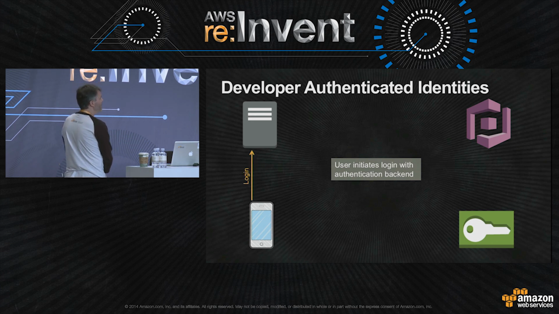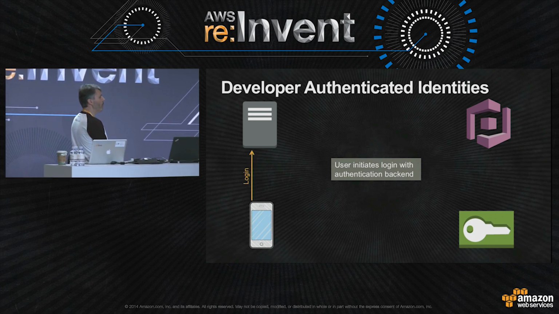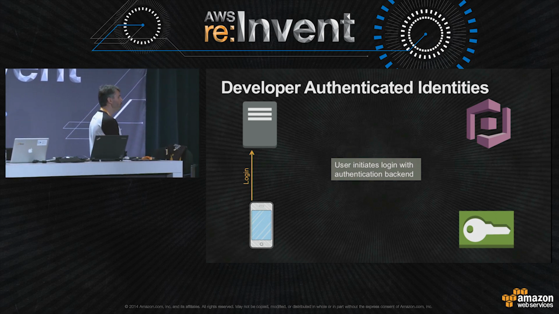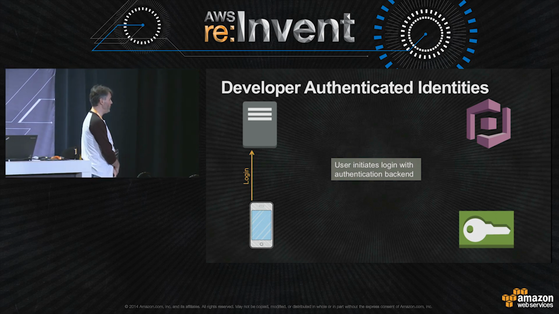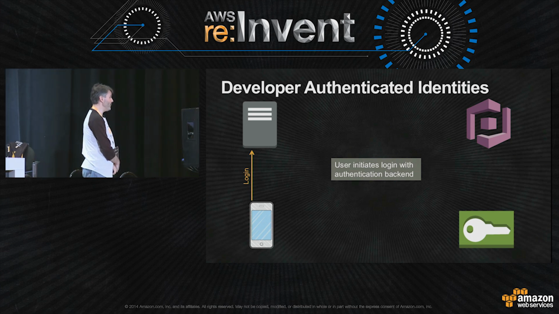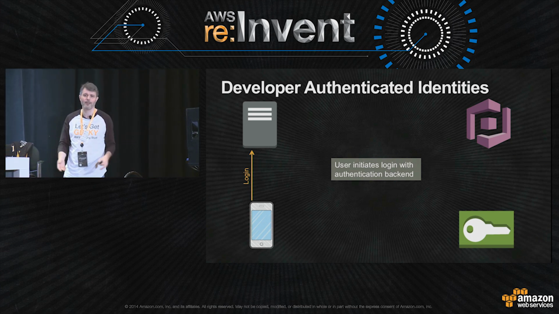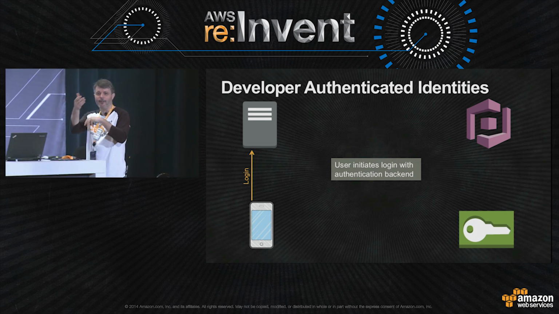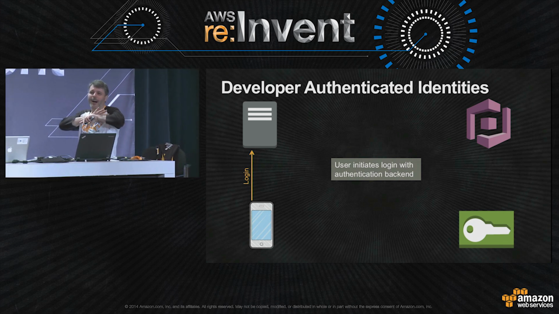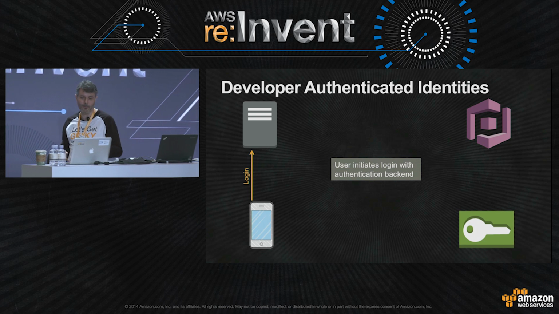From the mobile application, you implement your login functionality. How do you implement it? I don't want to know. That's your implementation details. You authenticate the user with a username, password, with a certificate, with biometric, facial recognition. I don't want to know. You just authenticate the user.